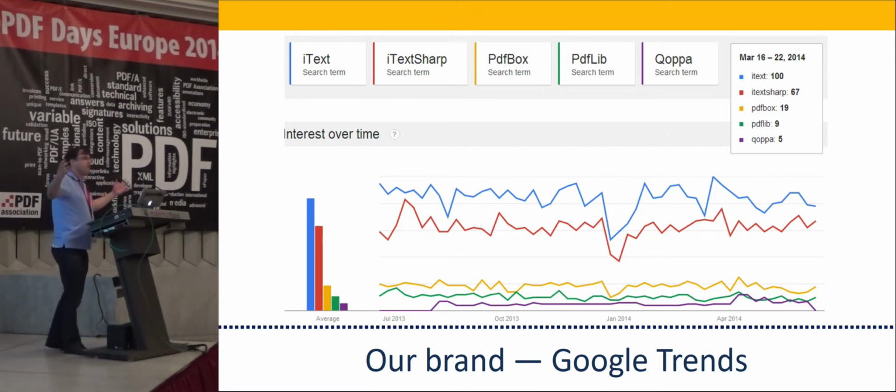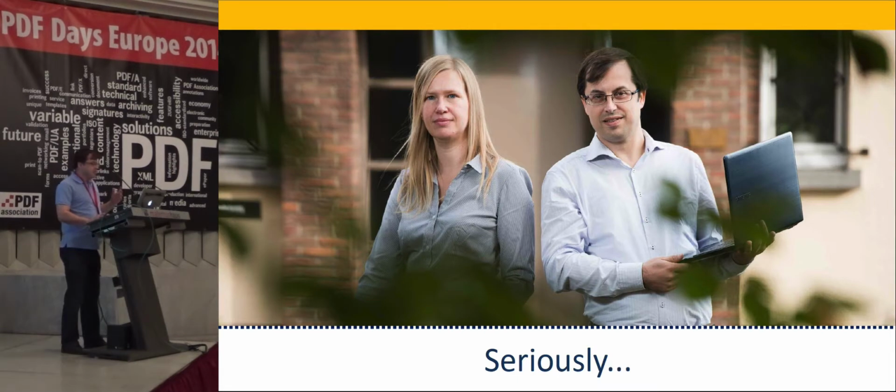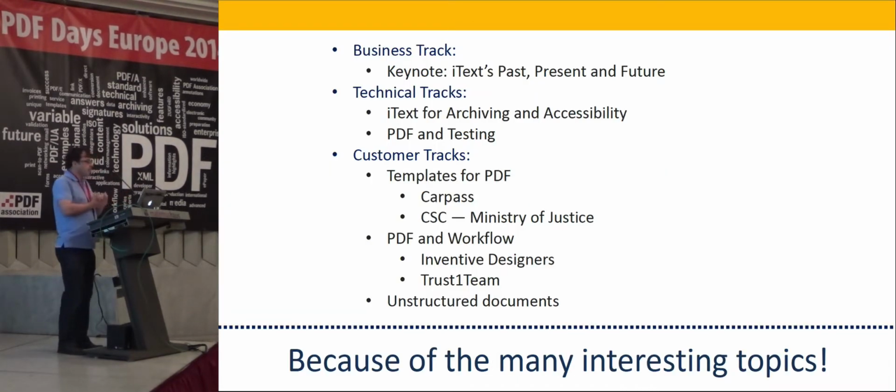So you see that iText and iText Sharp are two strong brands. Of course, there are companies here with a stronger brand. For instance, if you look for callas, you find way more searches. But as it turns out, those are people looking for Maria Callas and maybe not as much for Callas software. I'm just joking. No, seriously.